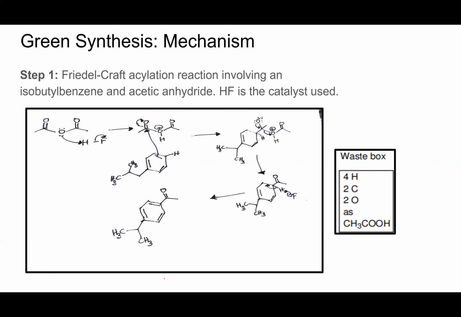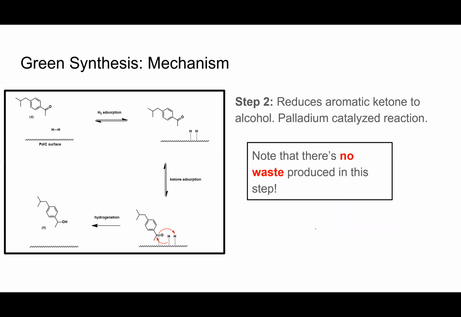For step 1, the Friedel-Crafts acylation, it involves isobutylbenzene and acetic anhydride. The reaction begins with protonation of the acetic anhydride to make a good electrophile. The isobutylbenzene acts as a nucleophile to attack the acetic anhydride. The electrons on the oxygen come down and then bump off the leaving group. Deprotonation occurs to get back the aromaticity of the benzene, which forms isobutylacetophenone. Acetic acid is the byproduct for this step. Let's move to step 2.